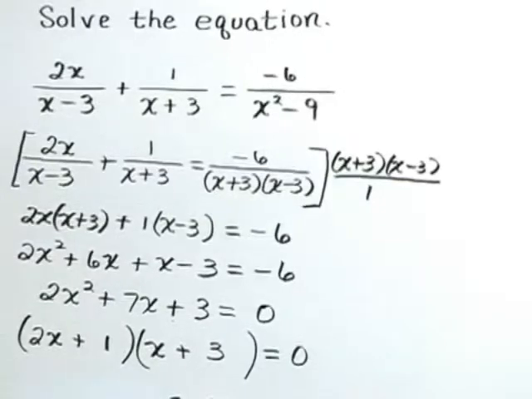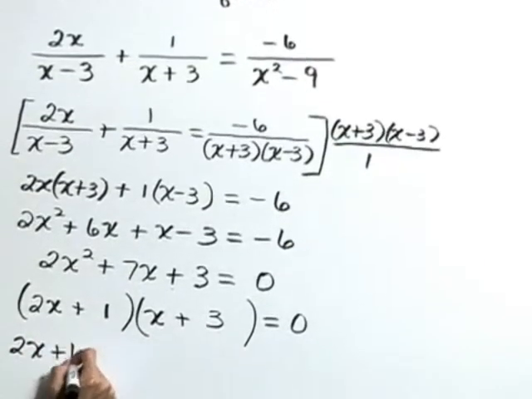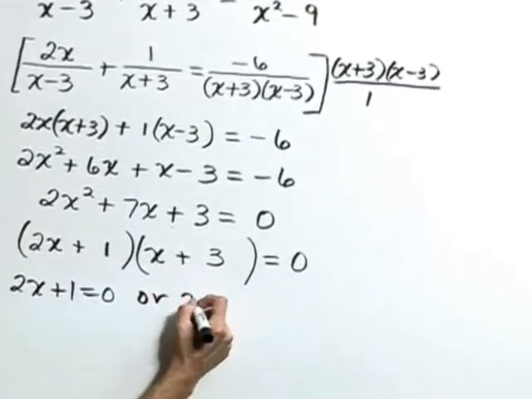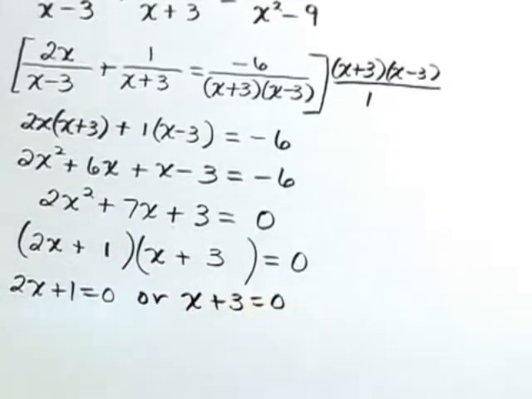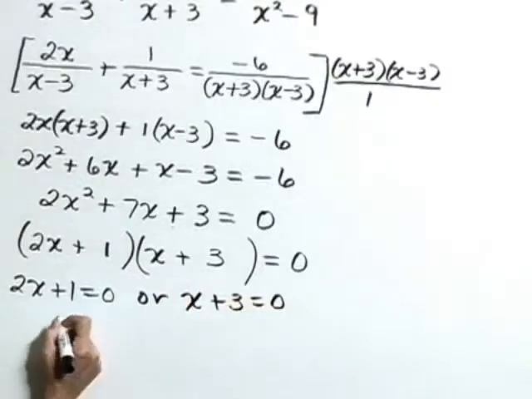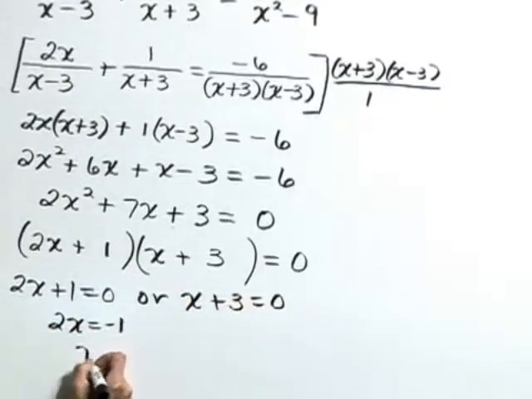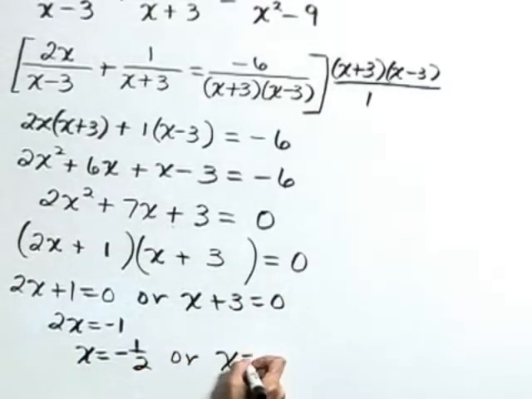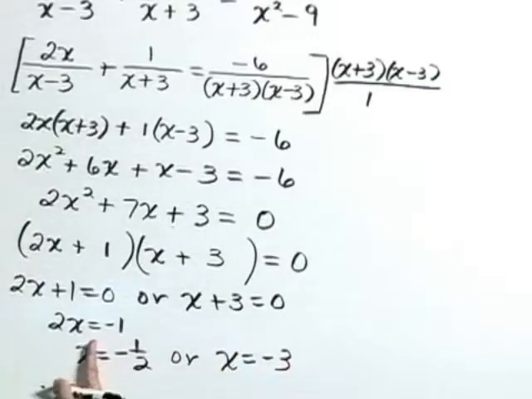Now for our zero factor property, if the product of two things gives 0, then either one or the other, or both, is 0. So either 2x plus 1 is 0, or x plus 3 is equal to 0. Now solving each linear piece, 2x is negative 1, or x is equal to negative 1/2, or x is equal to negative 3. Now, one thing we have to be careful of is making sure that our proposed solutions do not cause a 0 in any denominator of the original equation.